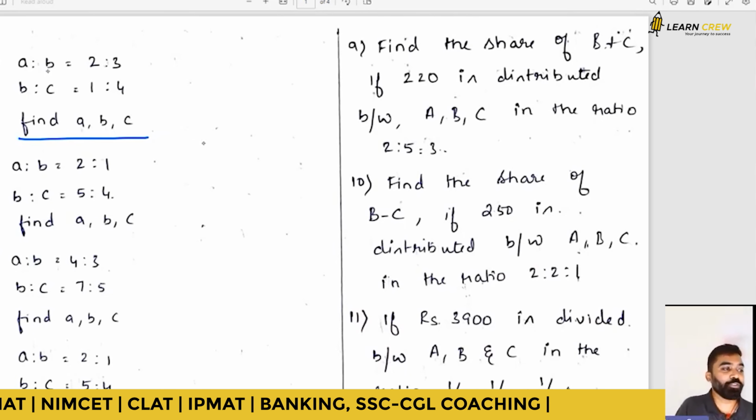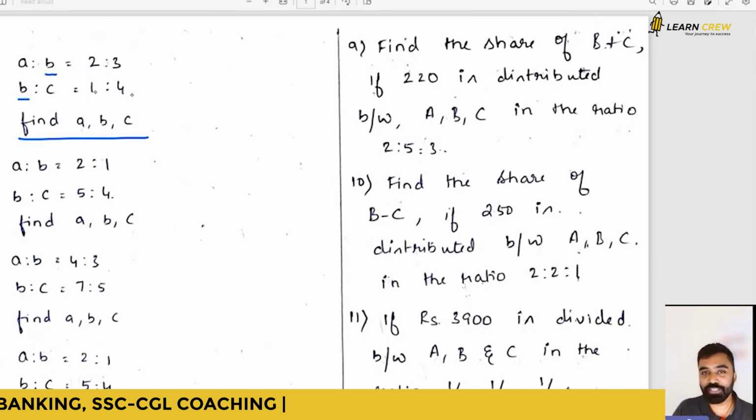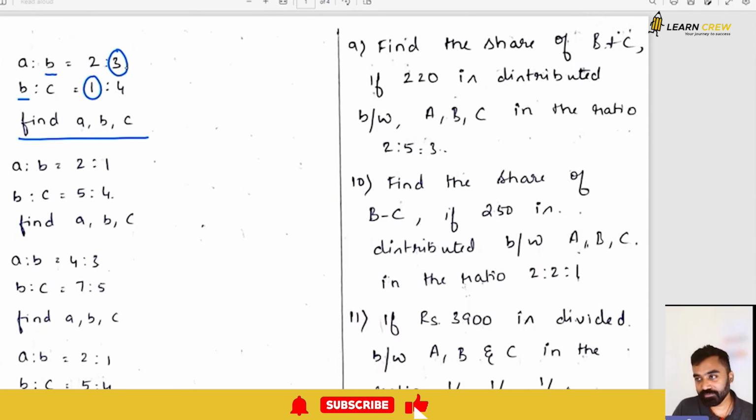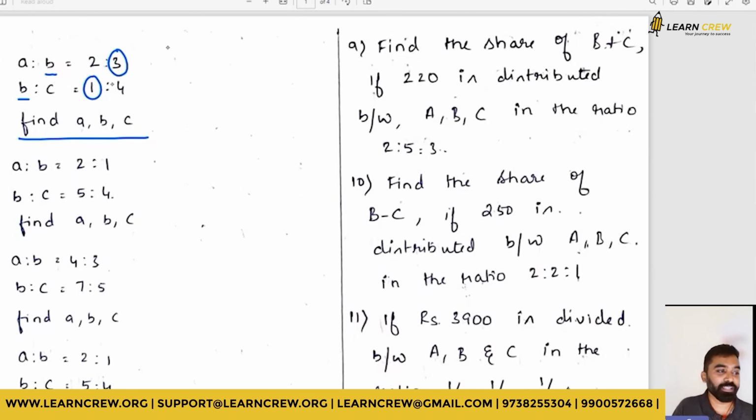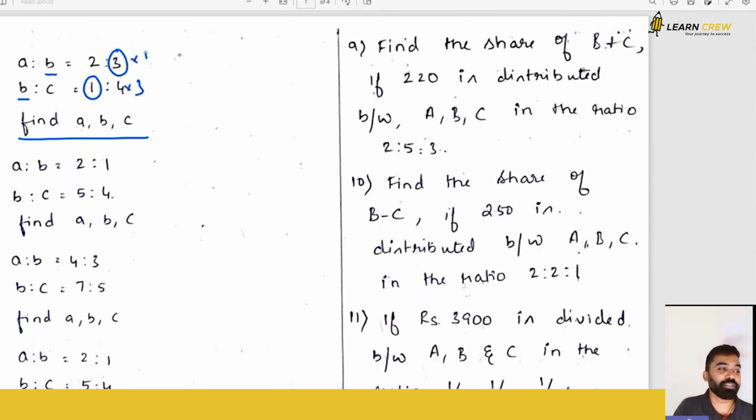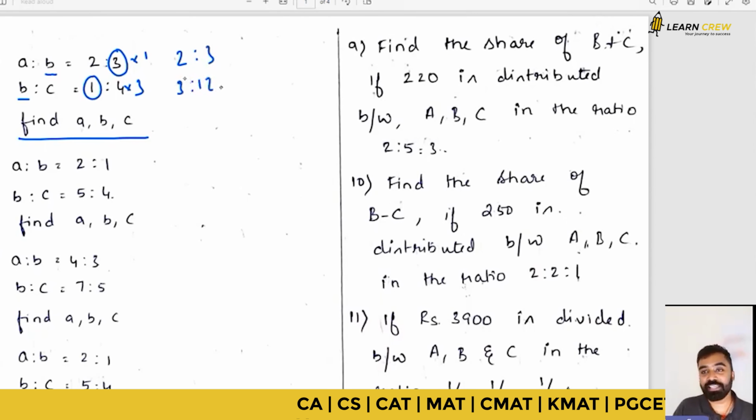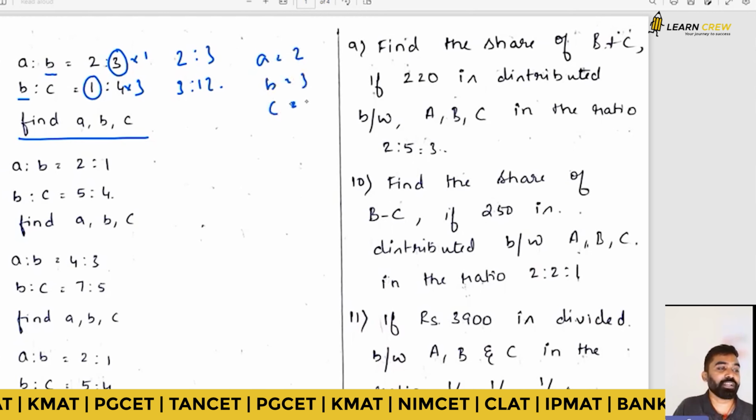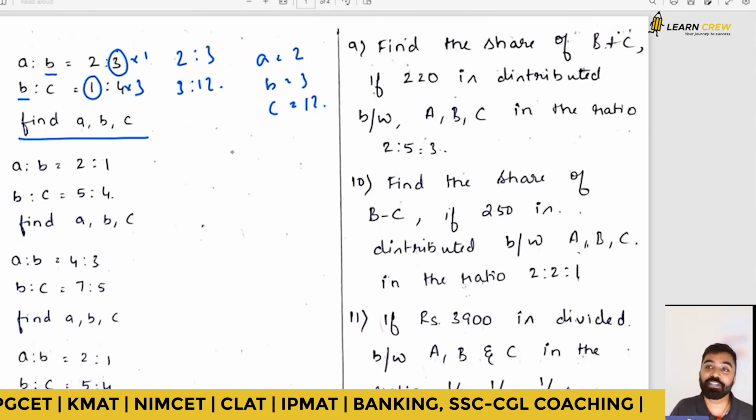The B over here is common, right? In these two ratios, B is common. Here the value of B is 3, and here the value of B is 1. So in order to find all three values A, B, and C, the B value has to be equal. To make it equal, the conventional approach is to multiply this by 3 and this by 1. So this becomes 2 is to 3, and this becomes 3 is to 12. Now B is the same, so A becomes 2, B becomes 3 and C becomes 12. This is your conventional method.